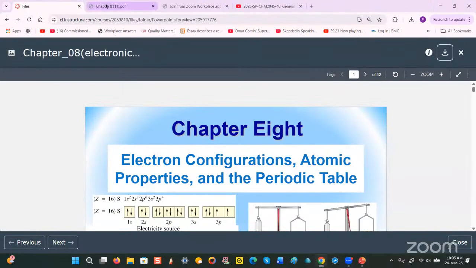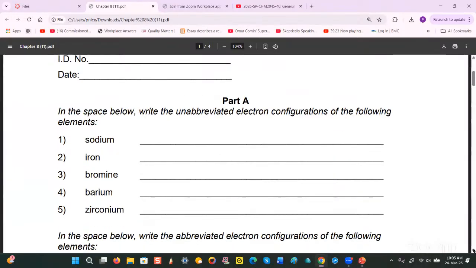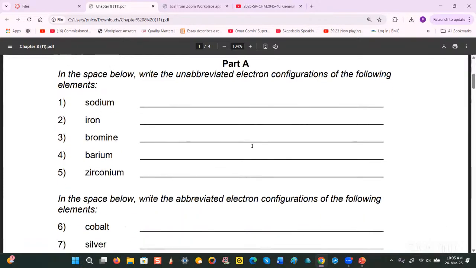Okay, I think now we can look at the assignment questions, starting with question number 1. So you're going to need that same chart I showed. In fact, I may put it up here just to help you guys out. The question is asking in part A to write the unabbreviated electron configuration for the following element, and the first element is sodium. So let me just help you out with that one. Sodium has an atomic number of 11. So 1s2, 2s2, 2p6, and then 3s1, and that would be it as far as sodium is concerned.